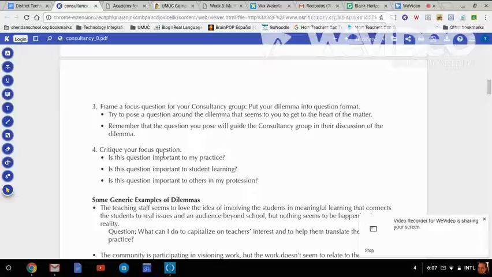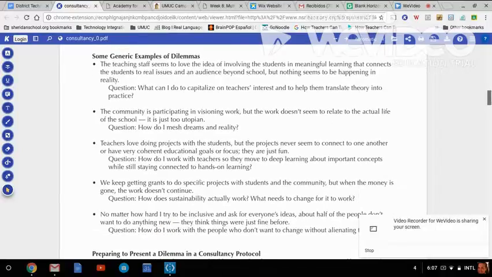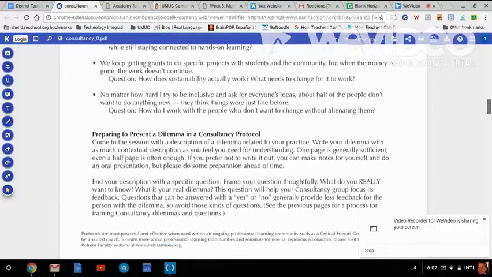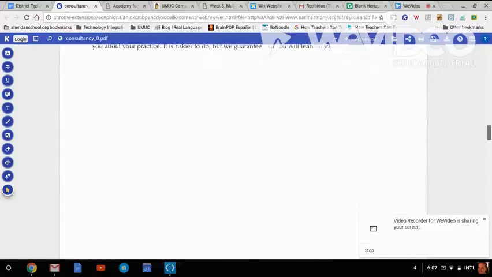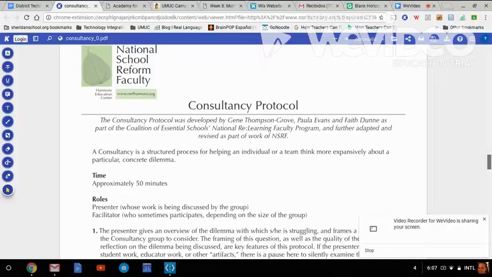Have I really even thought about using technology with K to 2? Why do I feel so strongly one way or the other? And then here it gives you some general examples of dilemmas and problems. We can look at that a little bit closer. You can look at it on your own. And really, we are going to come down to this, the actual protocol itself. And we're going to follow these steps.